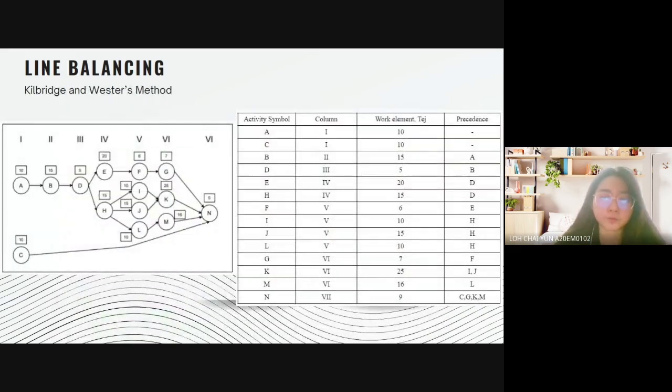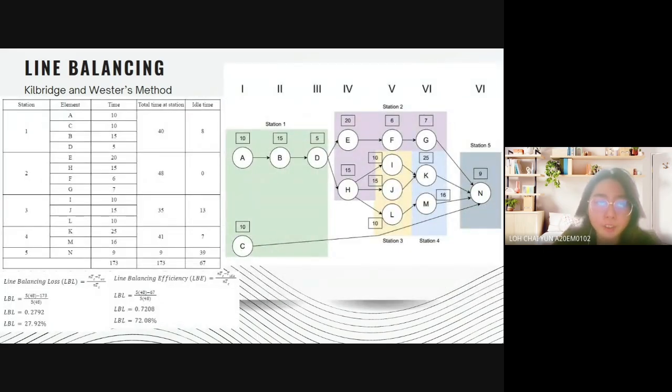Next is the Kilbridge and Wester method. This method distributes the activities according to the column. We need to arrange the activities according to the column, from the smaller column to the larger column. After we arrange them, we need to make sure that for each workstation the total time at the station does not exceed 48 minutes. From here we get the result of 5 working stations, with a line balancing loss of 27.92% and a line balancing efficiency of 72.08%. This is the precedence diagram for the Kilbridge and Wester method.